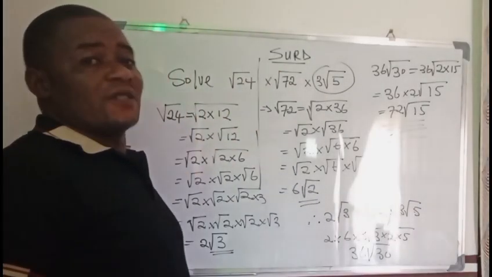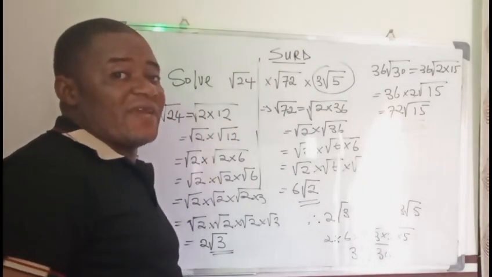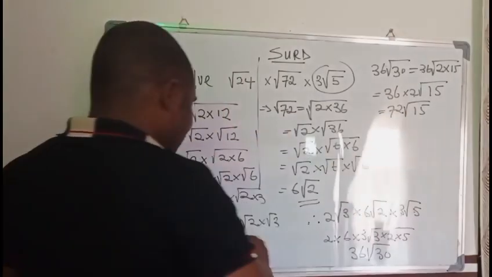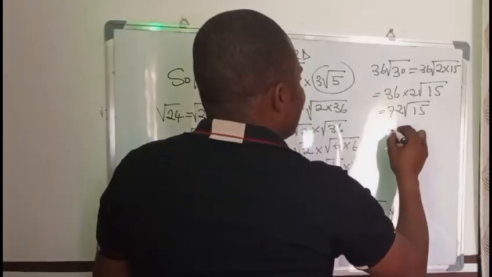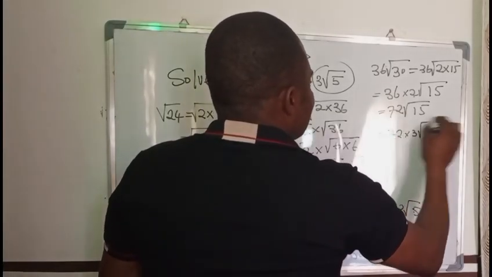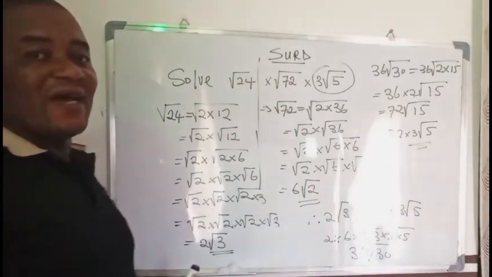But should you want to still continue, because even solve 15 can still be solved as 3 times 5. So should you want to continue, you can still continue by saying 72 times 3 solve 5. Okay, and that will still give you the answer.